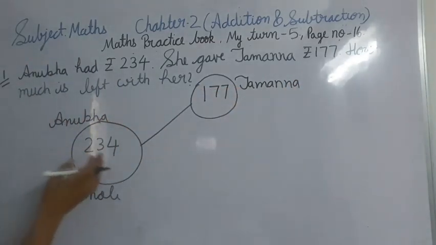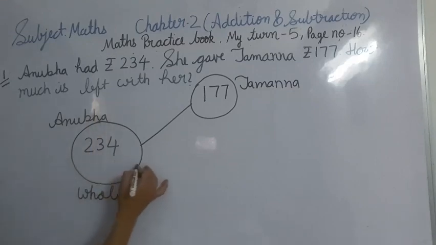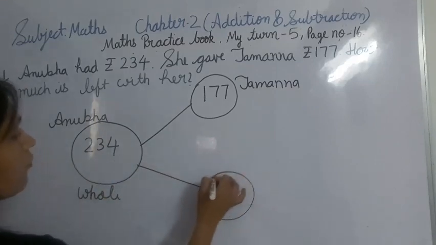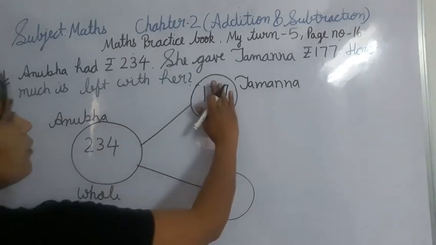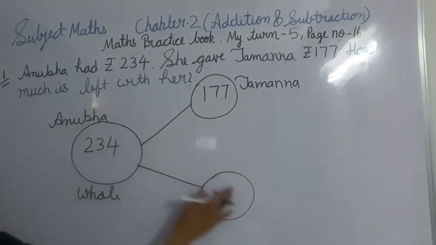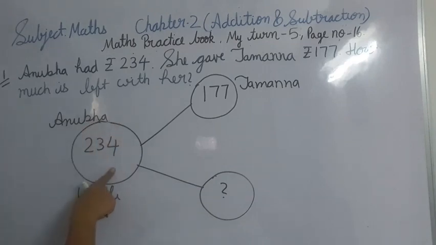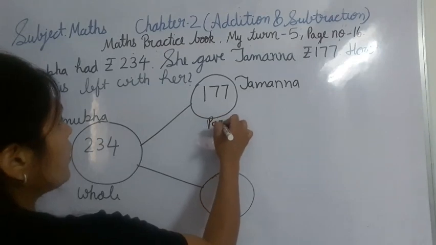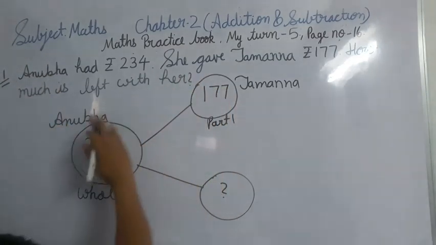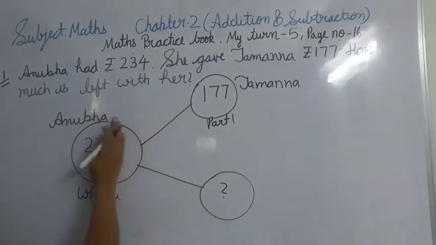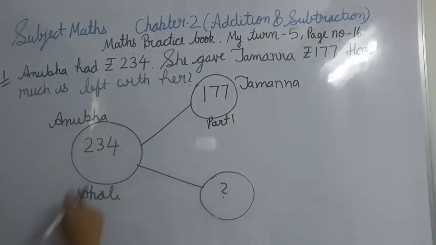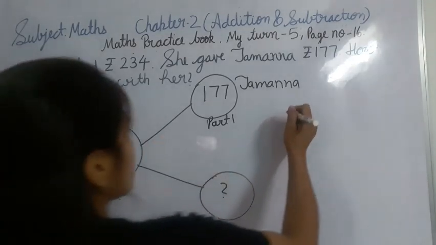Now they are asking how much money is left with Anuba. So from the total, if you take out one part, you can tell what the second part will be, how much she has left. What will we do? We'll do subtraction here. The total whole she has this much, and this is one part she took out, meaning she gave to Tamanna. So how much is left with Anuba? We need to do subtraction. So let's do it here.